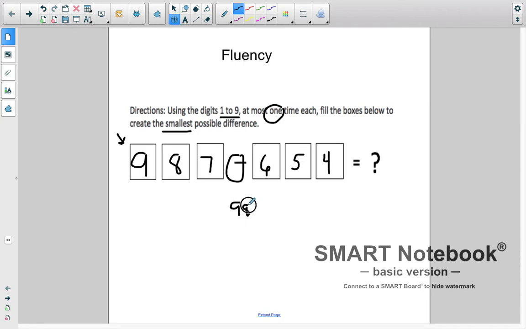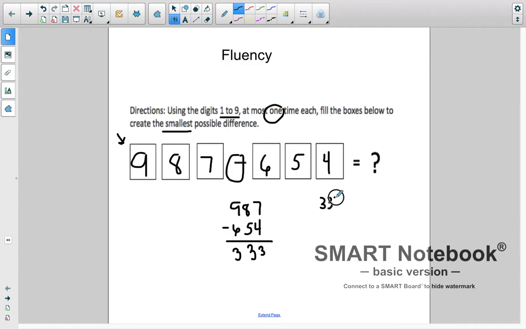And then when I subtract them, 987 minus 654, we can do this problem together with 7 minus 4, 3. What's 8 minus 5? Also 3, and 9 minus 6 is 3. So the difference between 987 and 654 is 333.